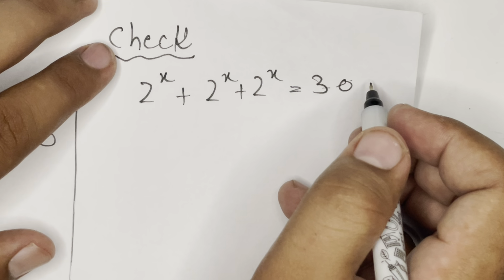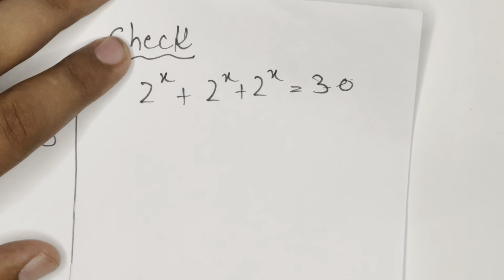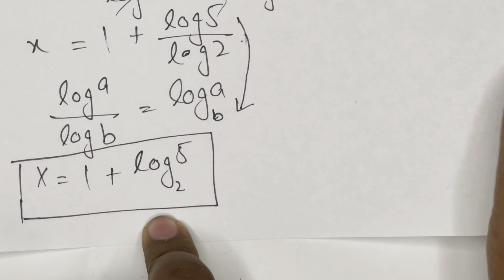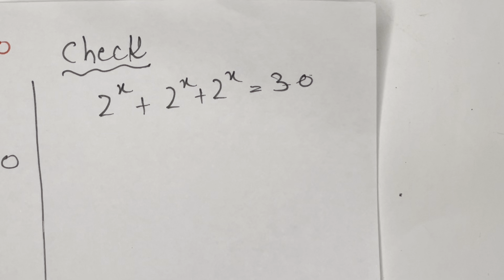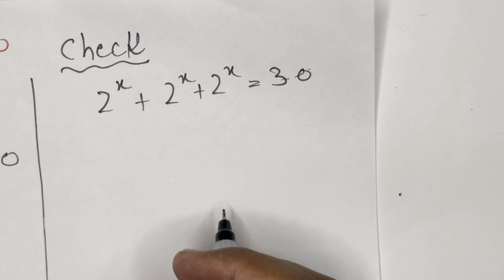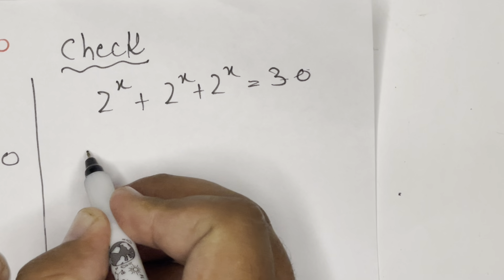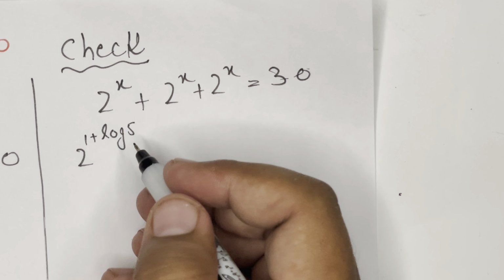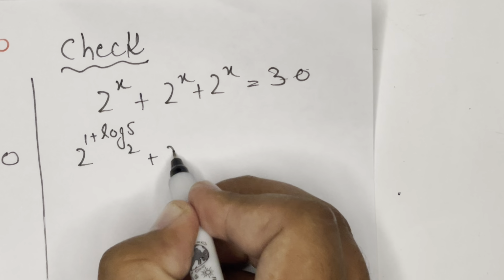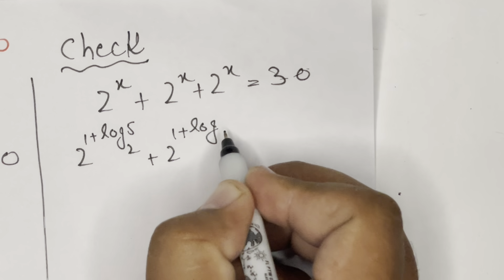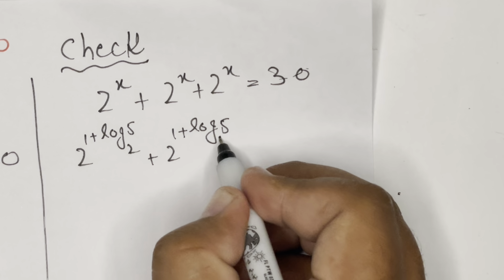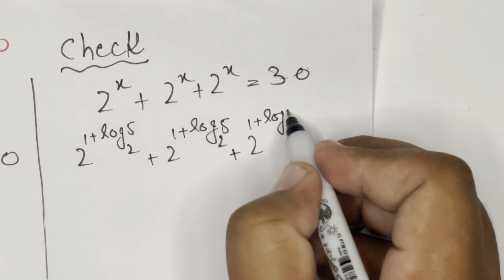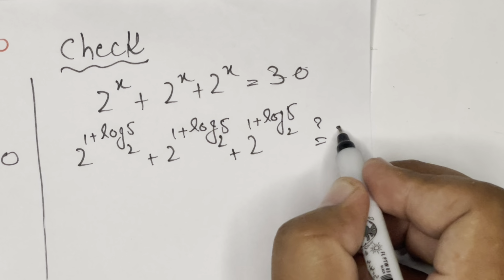Now I can check this question like that. I am putting the value of x, that is 1 plus log 5 with base 2, and I am going to put this value in here like that: 2 power (1 plus log 5 with base 2) plus 2 power (1 plus log 5 with base 2) plus 2 power (1 plus log 5 with base 2). Can it be equal to 30?